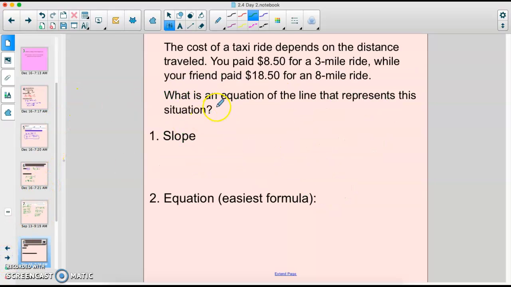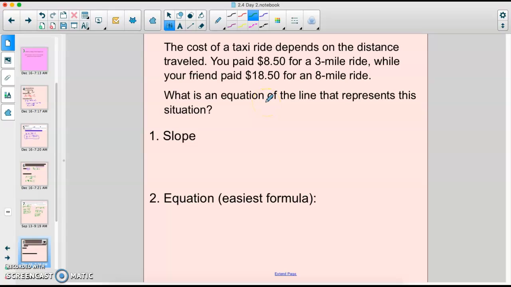The cost of a taxi ride depends on the distance traveled. You paid $8.50 for a 3-mile ride, while your friend paid $18.50 for an 8-mile ride. What's the equation of the line that represents this situation? Well, first we need to figure out.